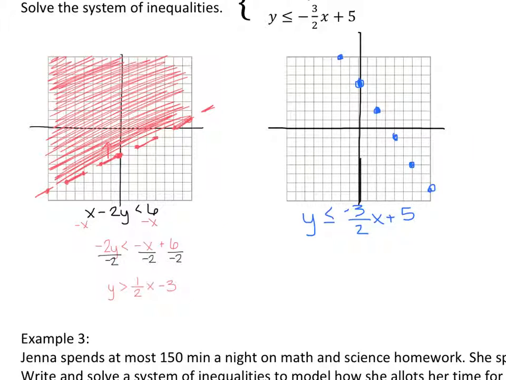Solid or dashed? Solid. Solid is correct because it's or equal to. It includes that line. And then are we going to shade above or below? It's less than, so we shade below. So it's everything down here.